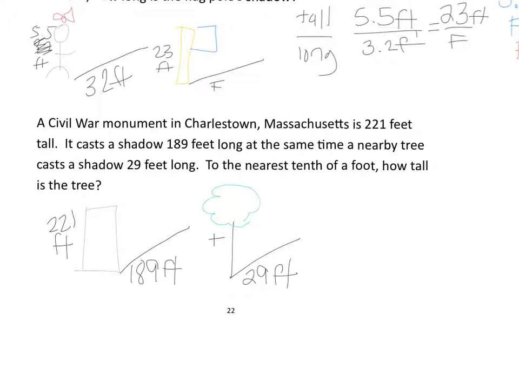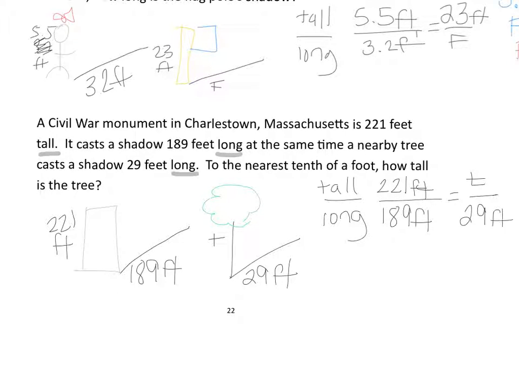So when we look at our units, we're talking about tall and long again. In word problems with proportions and indirect measurement, those are two of the most common words you will come across. So we're comparing tall to long. So the monument's 221 feet tall over 189 feet long shadow. And the tree, we don't know the height, but we know that the shadow is 29 feet long.